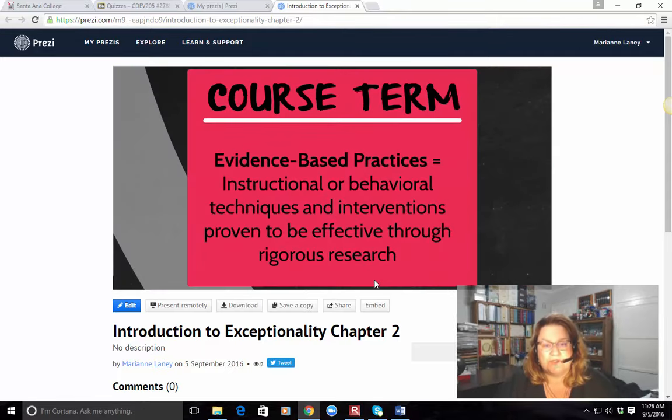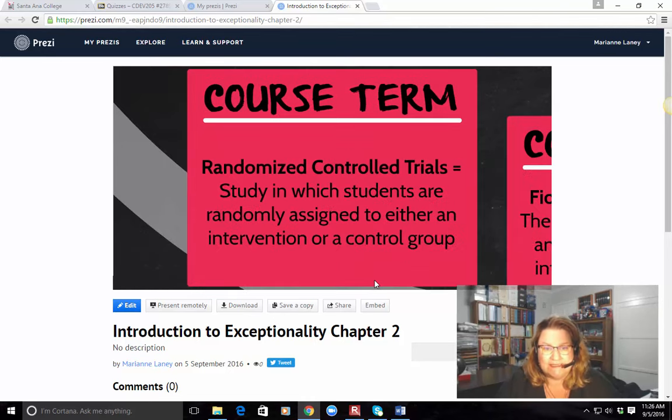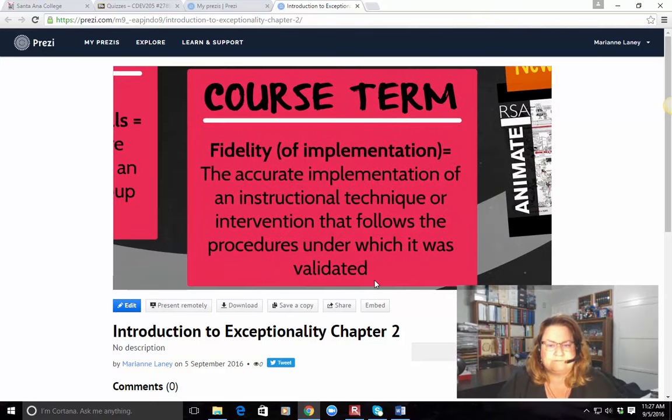Make sure you know these course terms. Evidence-based practices. It means tested. They've been tested and proven that they work. Okay. Randomized controlled trials is one of those ways that they take one group that stays exactly the same and they randomly control it in this environment. They give a new class that. Okay. And I'll give you an example of that in a minute.